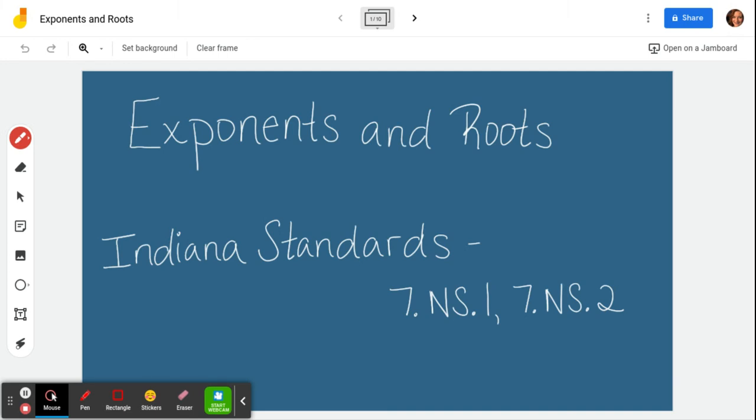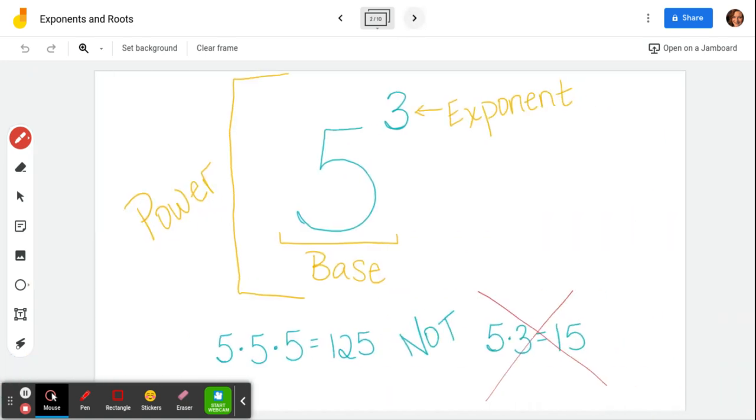Today, we're going to talk about the Indiana lesson over exponents and roots. We are just working on the 7th grade standards right now. The 8th grade standards go much deeper into all of this. This is just kind of a very general overview of these topics.